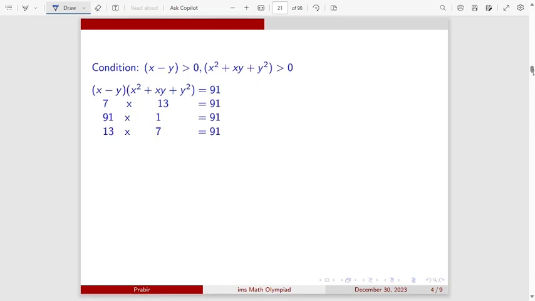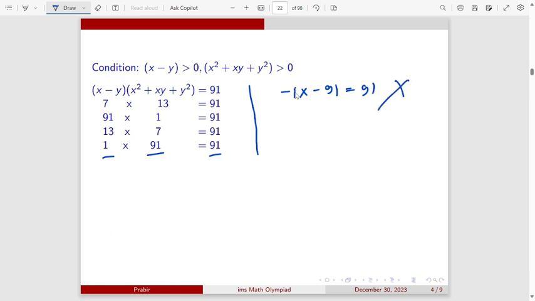And the third case, there is another case, 13 times 7 is also 91. This is also greater than 0. And the fourth case, 1 into 91, this is also 91. But apart from that, there is another case, minus into minus, which is also 91, but we can't take these types of cases.